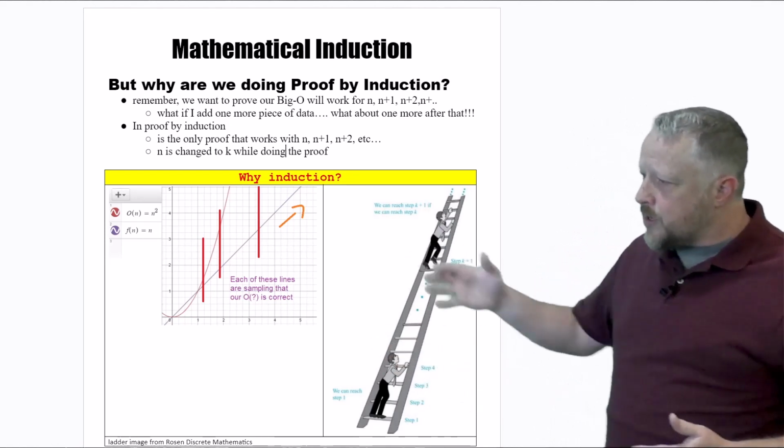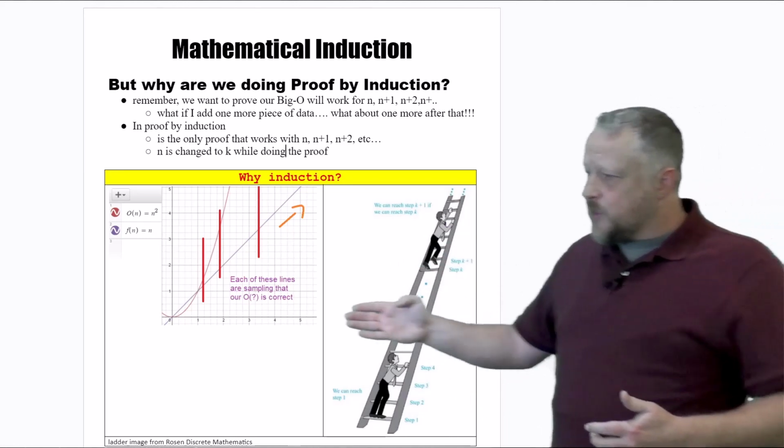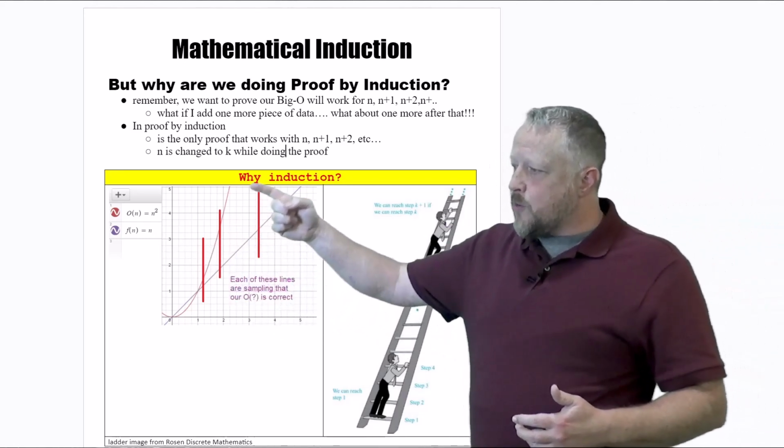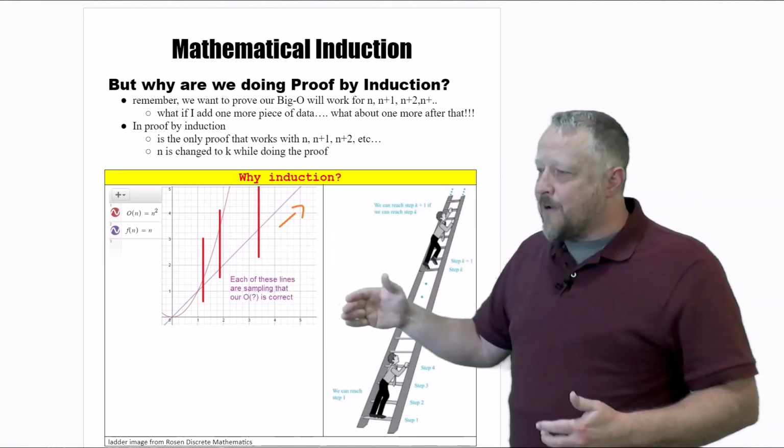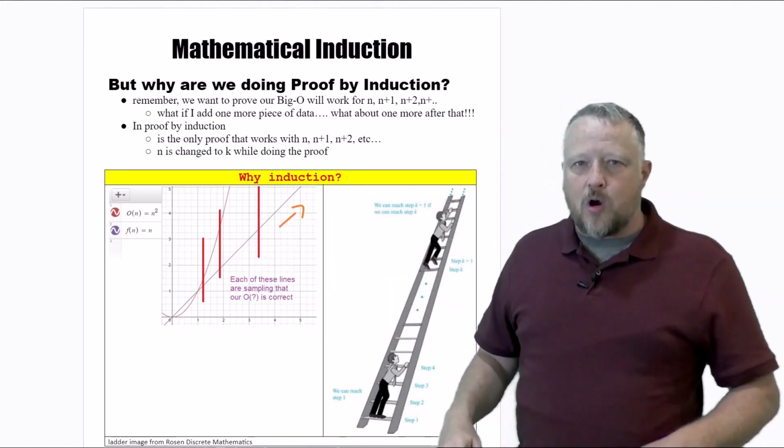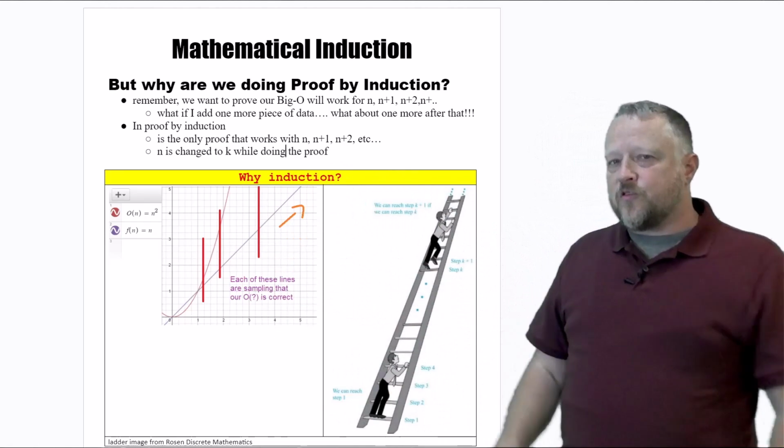So that's what we're going to do in our proof by induction, is basically show that, hey, whatever line that we come up with, it works at every spot, and then add one. It'll still work at that. That's what we're doing by proof by induction.